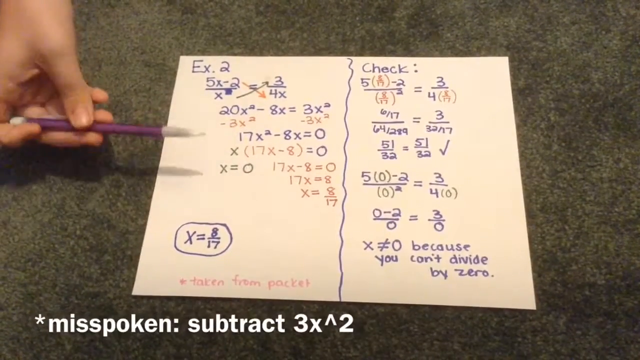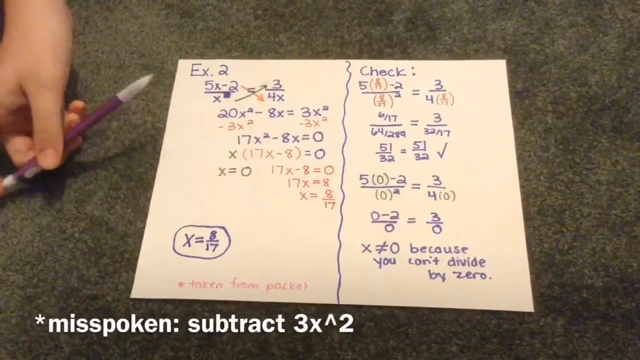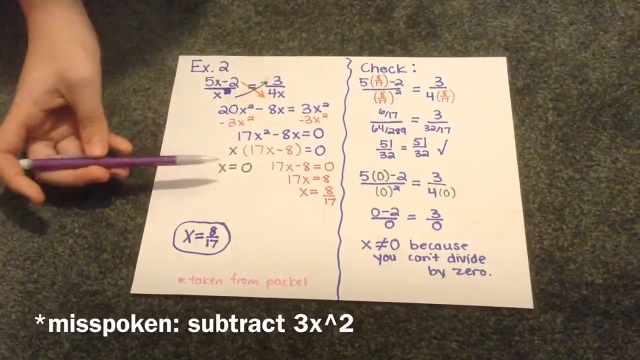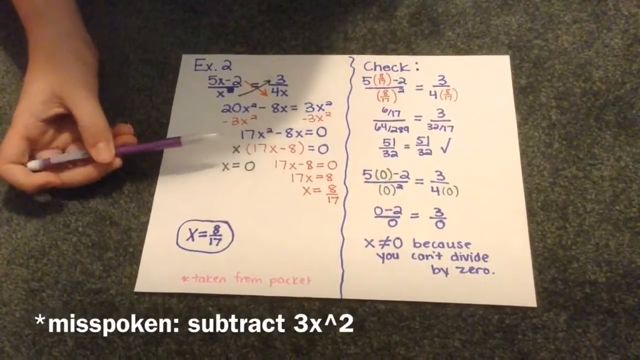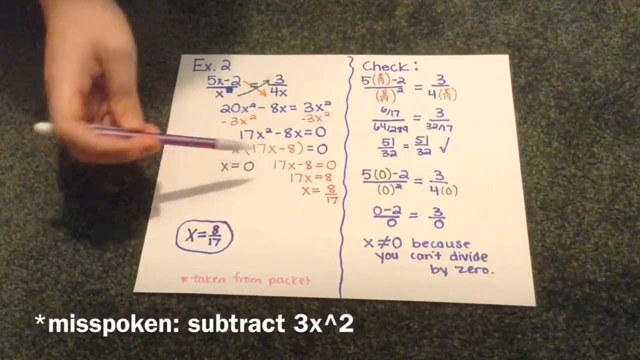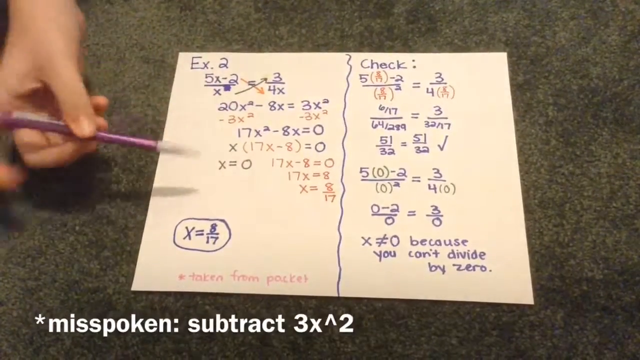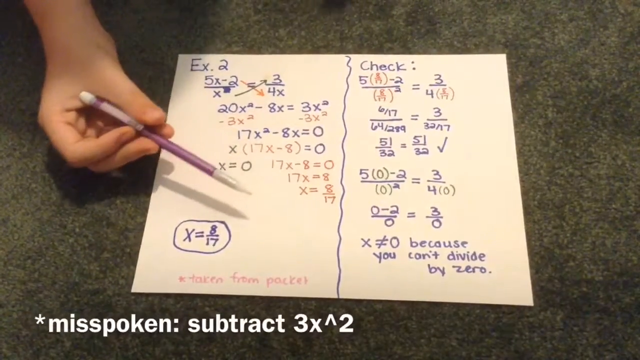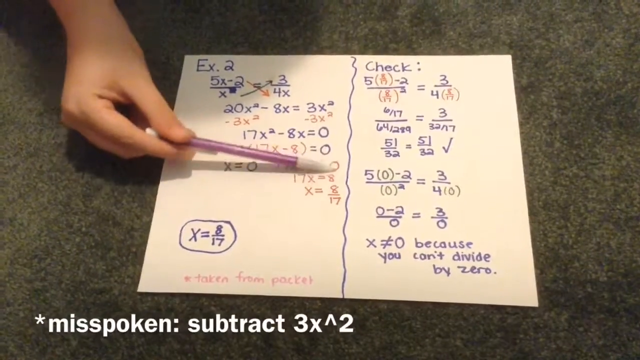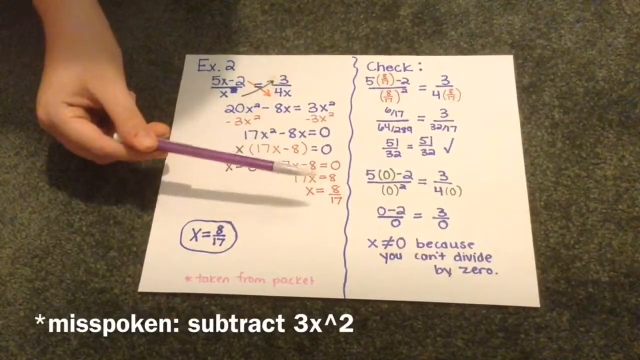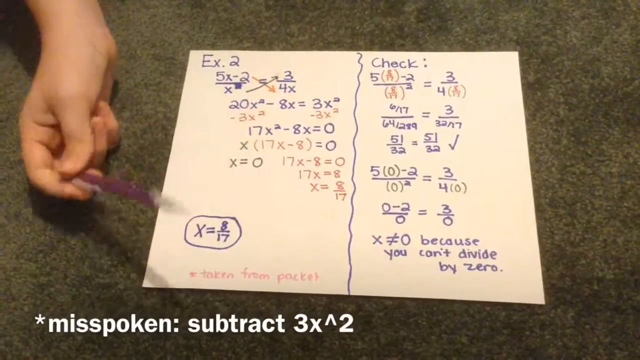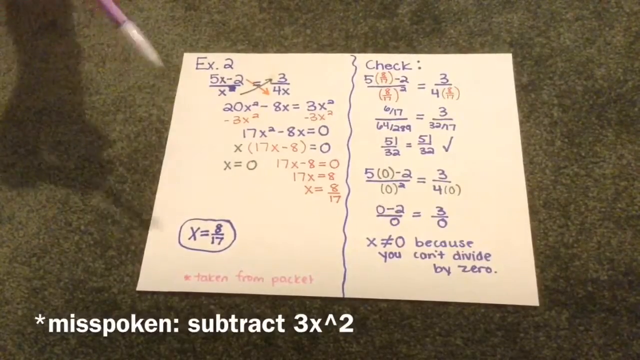So then you're going to factor out the x, which would be x times 17x minus 8. So then what you would do is set the x equal to 0, so it's just x equals 0, and then set 17x minus 8 equal to 0. So then you're just going to solve that like a regular equation. You're going to take 8 and add it to 0, which would be 17x equals 8, and then the solution would be x equals 8 over 17.